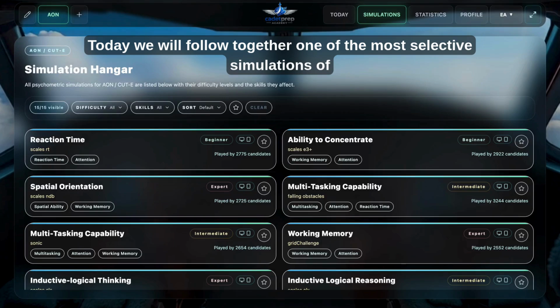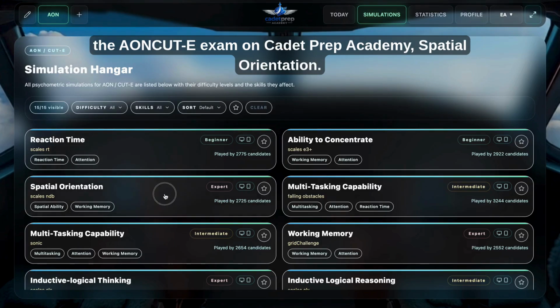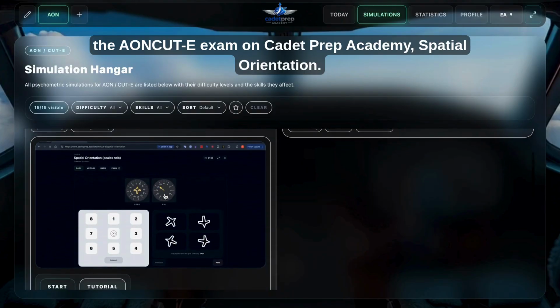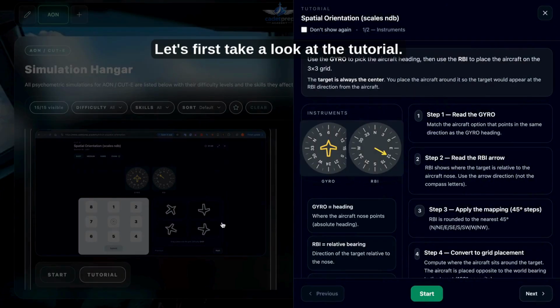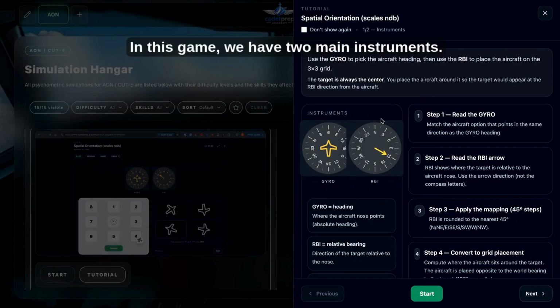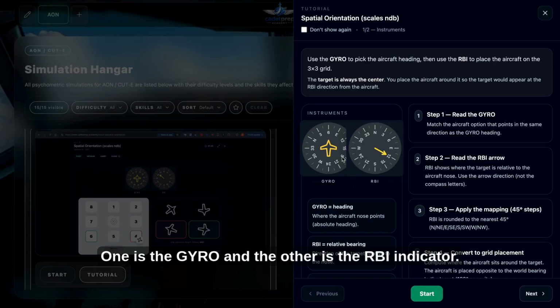Today, we will follow together one of the most selective simulations of the AON Cut E exam on CadetPrep Academy, Spatial Orientation. Let's first take a look at the tutorial. In this game, we have two main instruments. One is the gyro and the other is the RBI indicator.